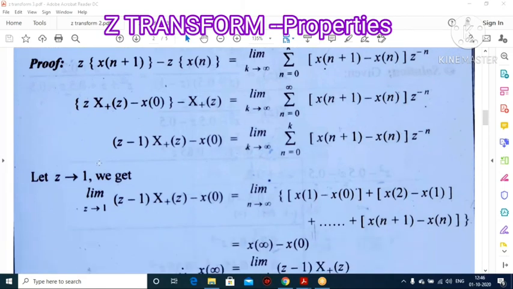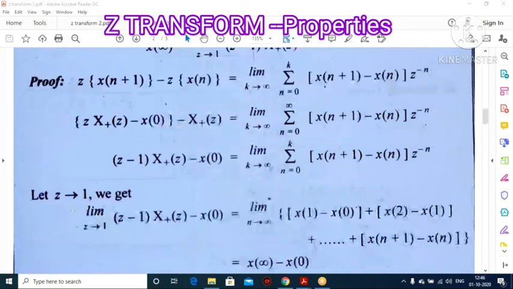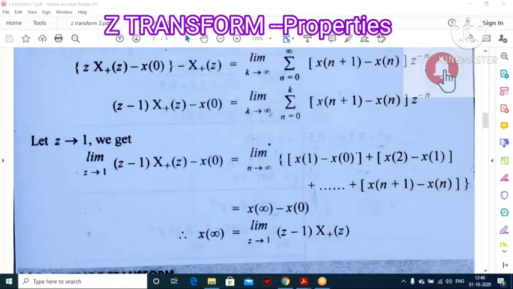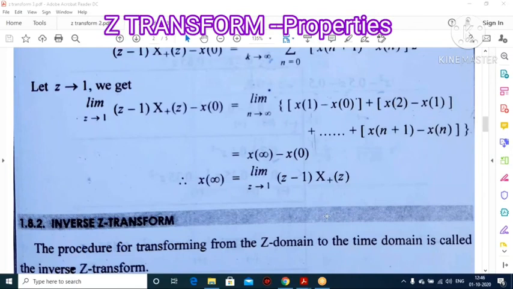Now let us take z tends to 1, because our property is z tends to 1. Take the limit z tends to 1 on the left hand side, which is z minus 1 into X plus of z minus x of 0, equal to the right hand side. What will happen? Limit n tends to infinity. When I expand this summation, with n equal to 0, we get x of 1 minus x of 0. When n equals 1, x of 2 minus x of 1. Similarly, for general n, x of n plus 1 minus x of n. So this is nothing but x of infinity minus x of 0, because the final value theorem subtracts the value at 0 from the value at infinity.